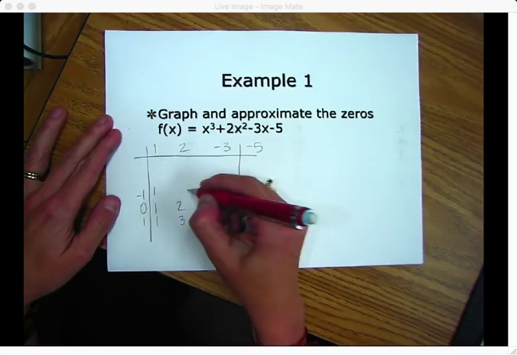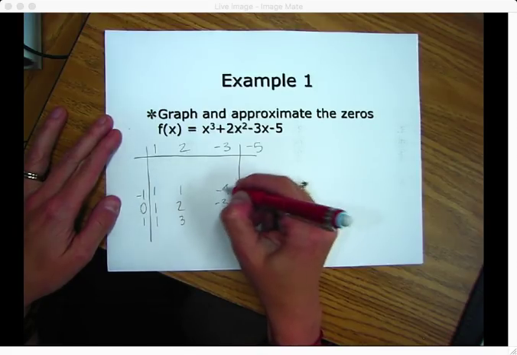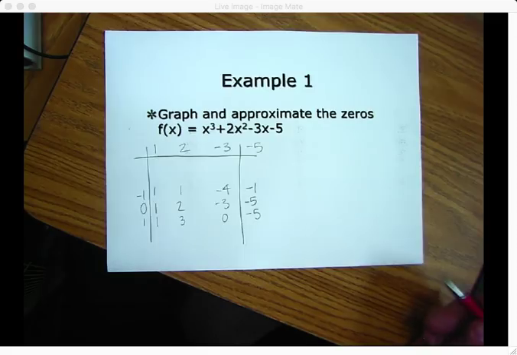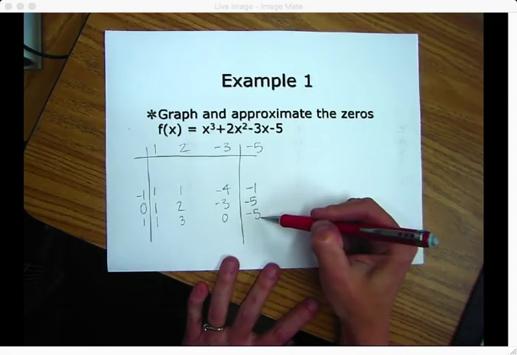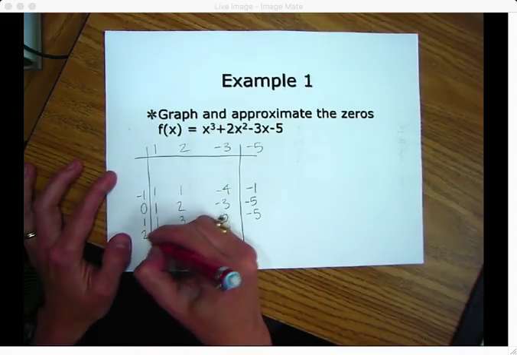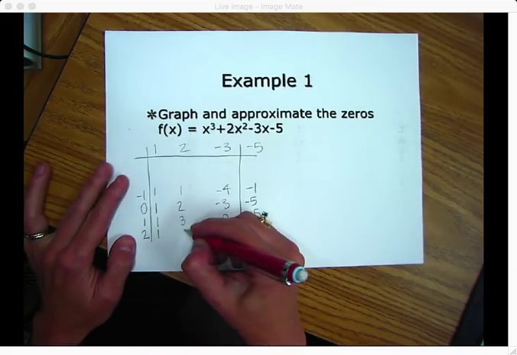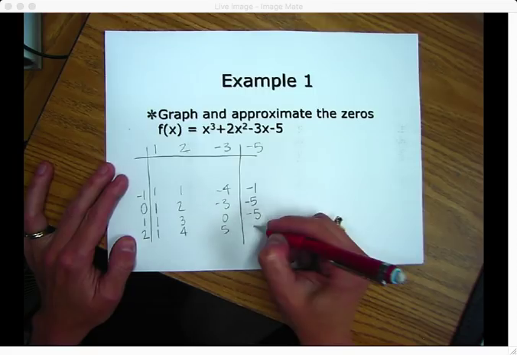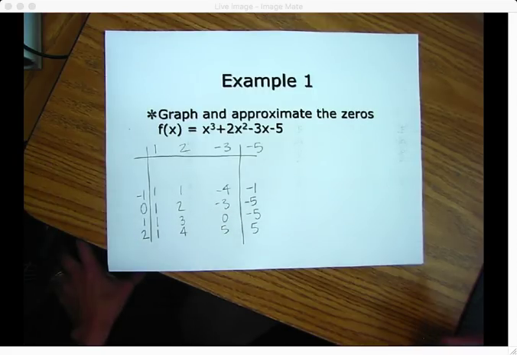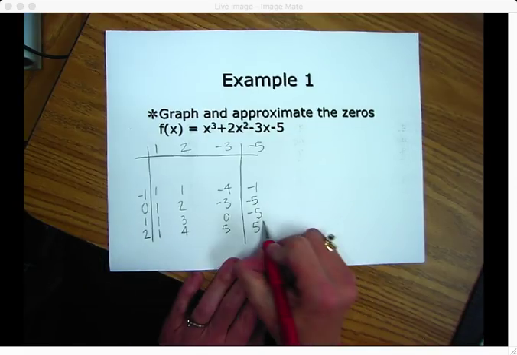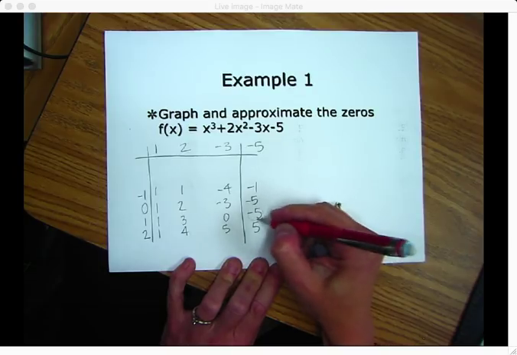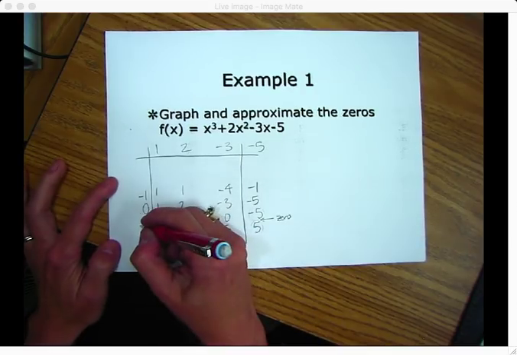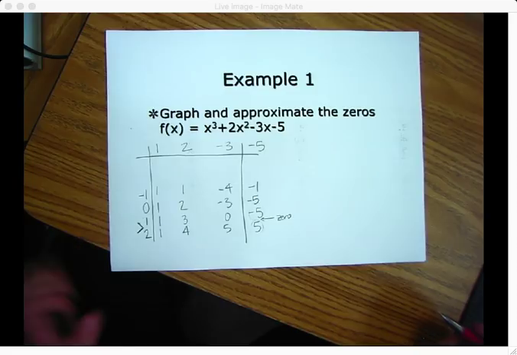When I put -1, 1, -4, -1, still haven't found a 0, right? I have no change of sign over here or any zeros. Let me try 2. So here's 1, 4, 5, and 5. Again, I have this pre-written out. You can double check my synthetic division. Here is a 0. It changes from negative to positive, so I have a 0 somewhere between 1 and 2.